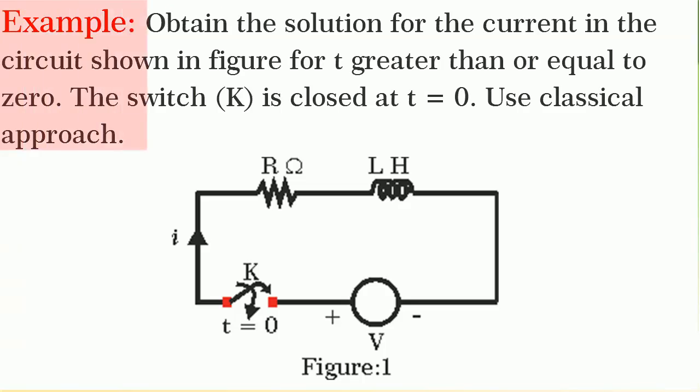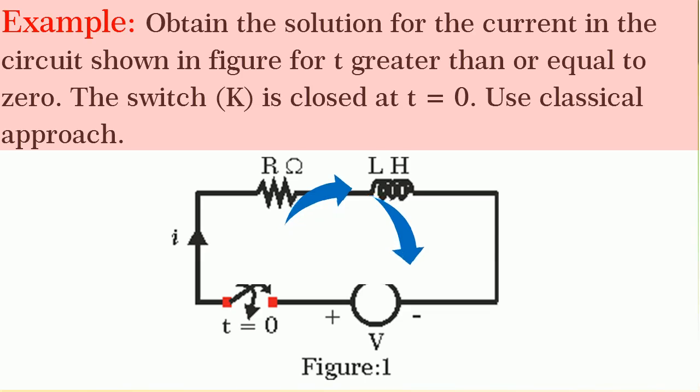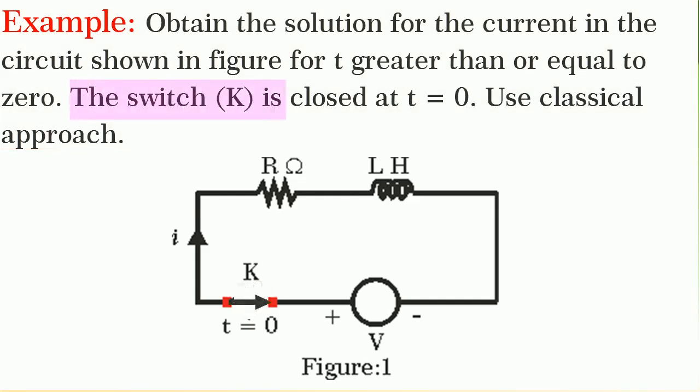Friends, consider an example to find the solution for the system response, that is current I in the circuit, for t greater than or equal to 0 in the circuit shown in figure. The switch K is closed at t is equal to 0.